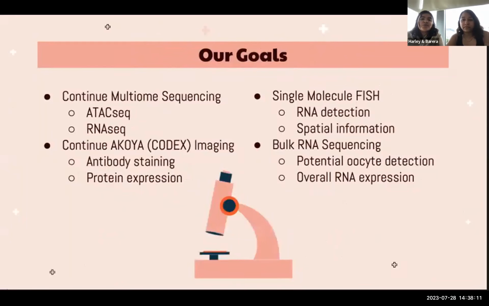Our goals are aligned with the goals of the Penn Tissue Mapping Center and the data that is already present. We want to continue multi-omic sequencing and focus on optimizing the extraction and isolation protocol for cervical nuclei, since the previous protocol did yield degraded results. With the multi-omic sequencing, we can do ATAC sequencing, which shows us the epigenomics or accessibility of different segments of the genome, or RNA sequencing, which shows us the transcriptome.